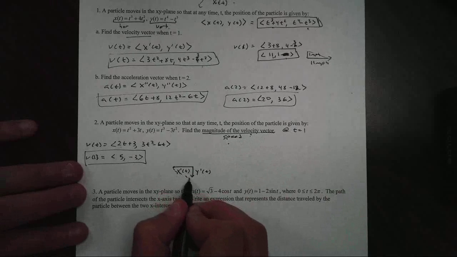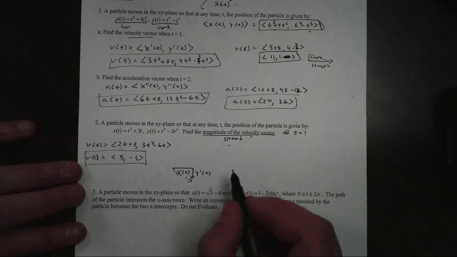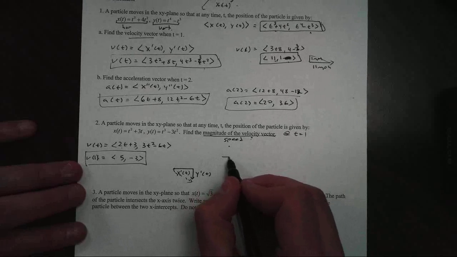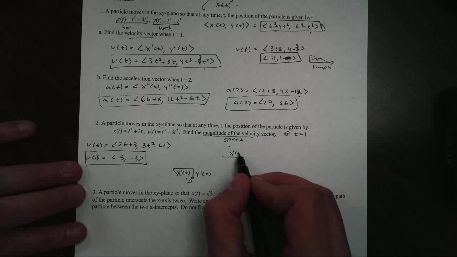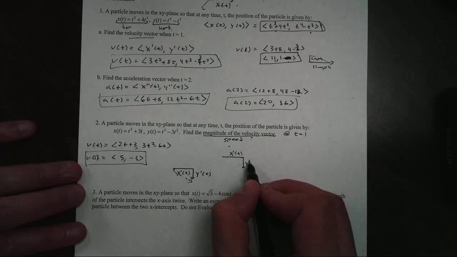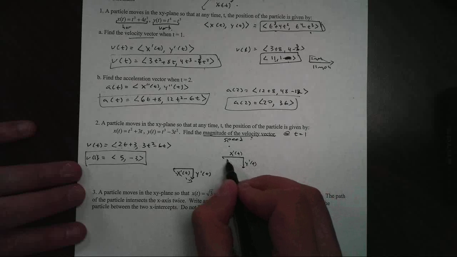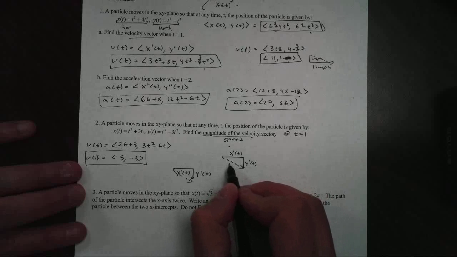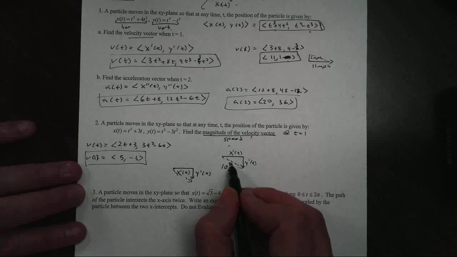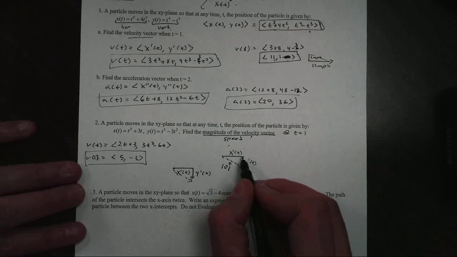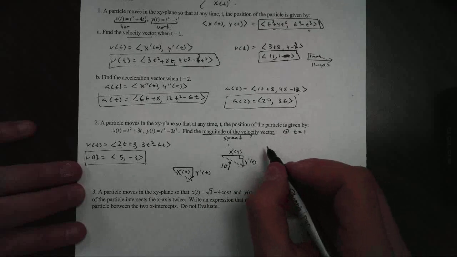What we're looking for is this resultant vector right here. So if I kind of draw it out here, it's kind of hard to see there. We have x prime of t and y prime of t. What we're looking for is this resultant vector right here, which we call the magnitude of the vector. So we're looking for that magnitude, and that's easy enough to do. It's just the Pythagorean theorem.